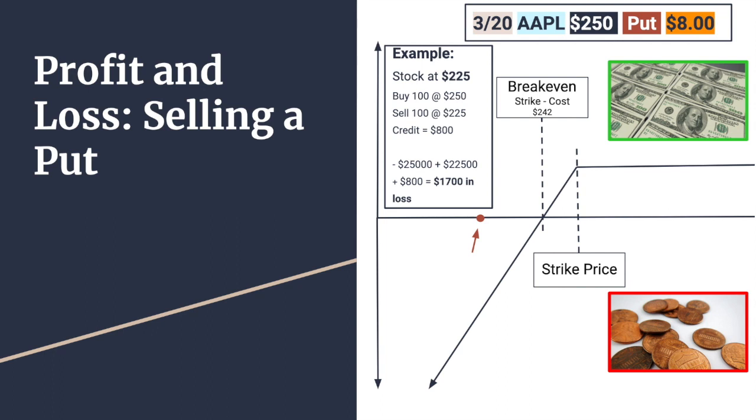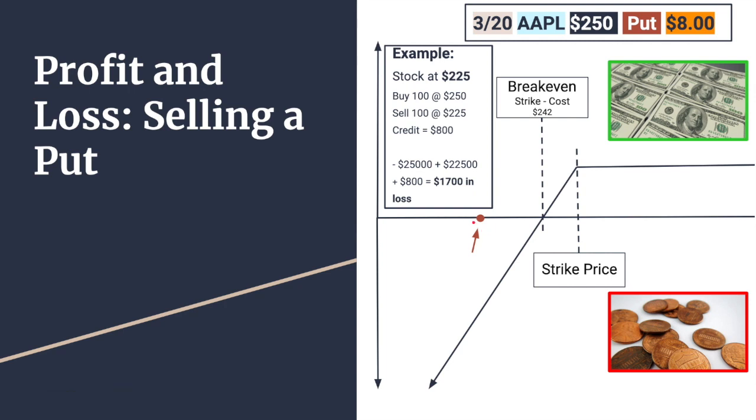It went down from wherever it was when you bought the stock to $225. Thinking back to what a put is, you'll remember that it's the ability to sell 100 shares at the strike price. So when you're on the other side, you have the obligation to buy 100 shares at that same strike price. If the stock goes down to $225, you still have to buy the shares from the person you sold the contract to for $250 a share. Then you can sell them at market for $225 a share.